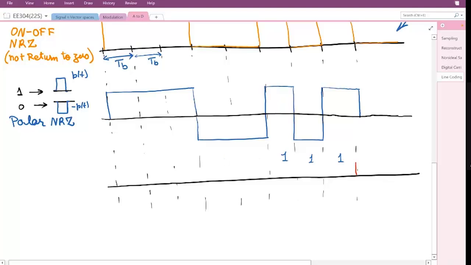So to overcome this problem, what could be the potential solution?